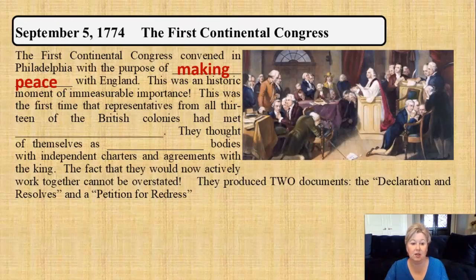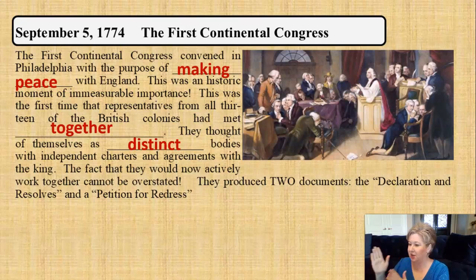This was the first time when they gathered in Philadelphia in September that representatives from all 13 of the British colonies had met together, because they thought of themselves as very independent, that they were distinct bodies. They had independent charters and agreements with the king directly. So what Virginia has with the king is very different than what South Carolina or Massachusetts has, and we simply deal with him.